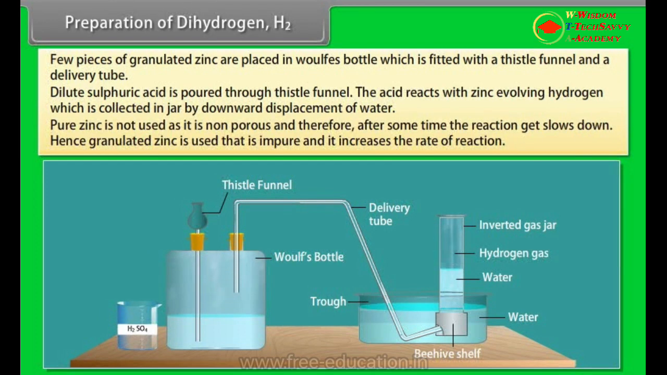Pure zinc is not used as it is non-porous and therefore, after some time, the reaction slows down. Hence, granulated zinc is used, which is impure and increases the rate of reaction.